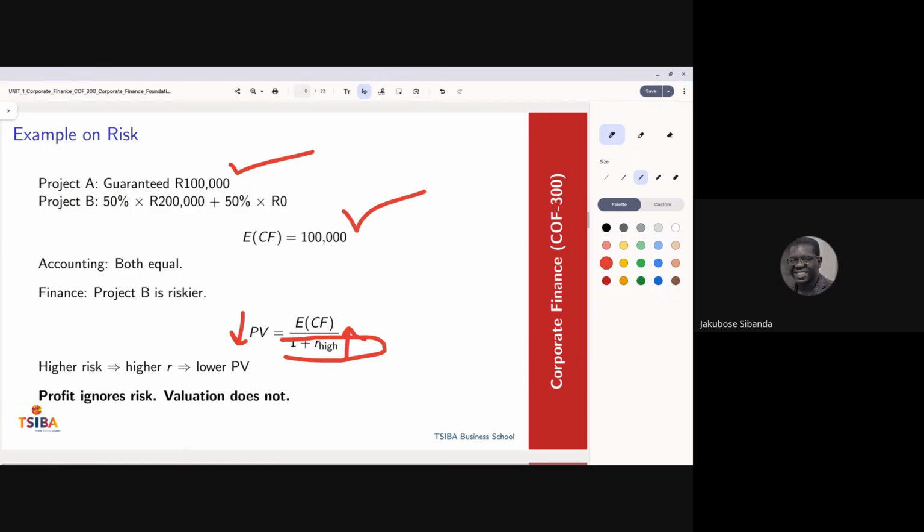You see? So we are learning that profit ignores risk, but valuation does not. So valuation becomes closer and closer to what we want rather than profit. Right.